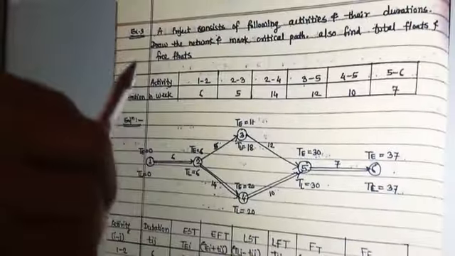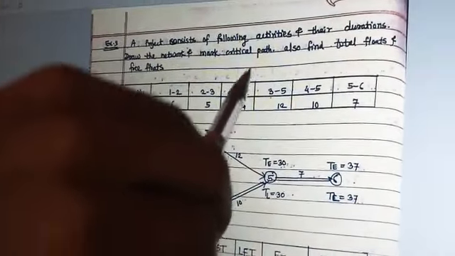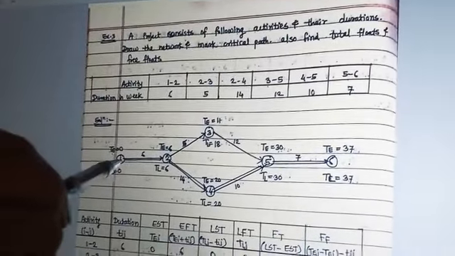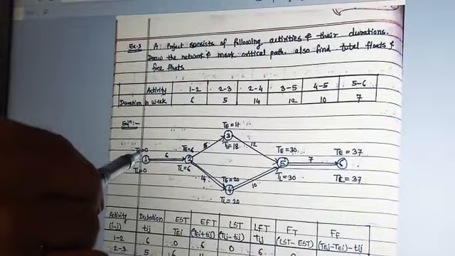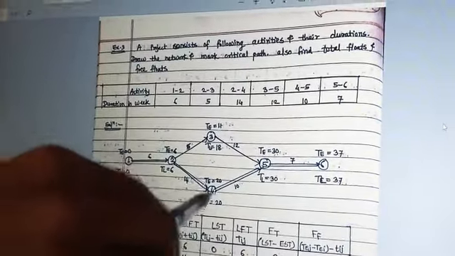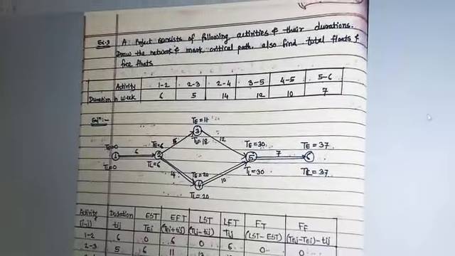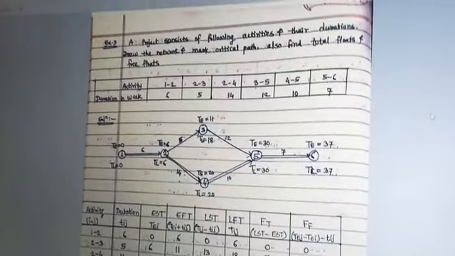First let me explain that the activities given as 1, 2, 3, 4, 5, 6 are to be mentioned in a circle. First I have to draw a circle, and within that I have to write 1, 2, 3, 4, 5, 6 like this. This is the standard representation of our activity.